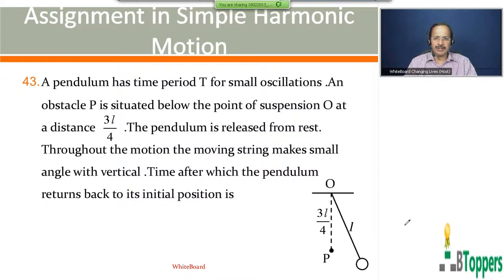An obstacle P is situated below the point of suspension at a distance 3L by 4. The pendulum is released from rest. Throughout the motion, the moving string makes small angle with a vertical. The time after which the pendulum returns back to initial position is. Given 4 options in terms of time period T for oscillations of the length L.